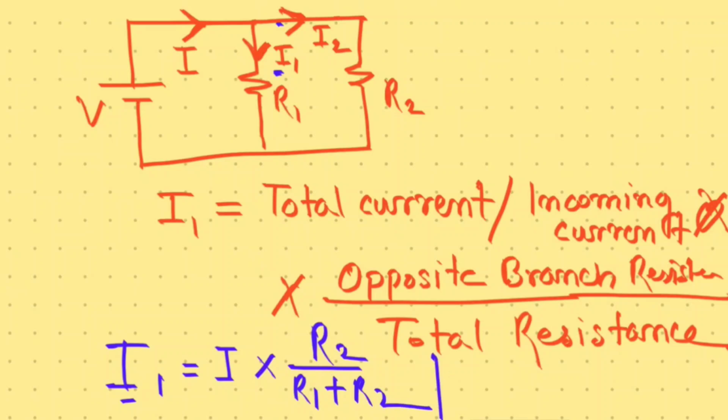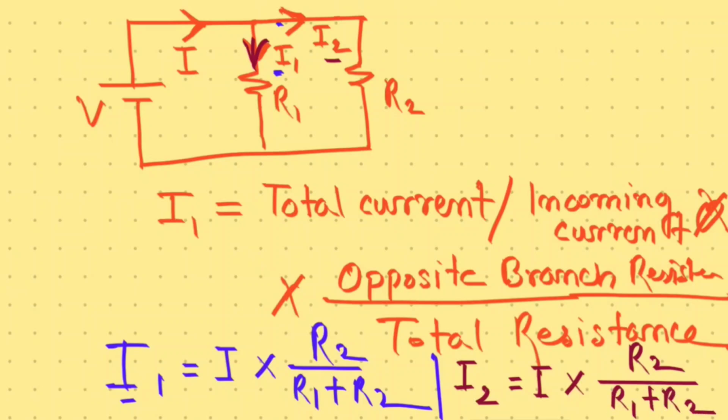Similarly, when we calculate I2, it will be just the opposite. The incoming current is the same, that is I, into, now here it is I2, so this is the opposite branch, so the resistance will be R1, by total resistance, that is R1 plus R2. So this is the current divider rule. By using this current divider rule, we can find the branch currents. By taking an example, we'll understand this.